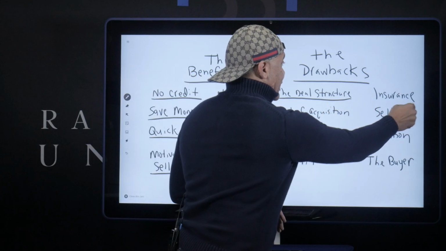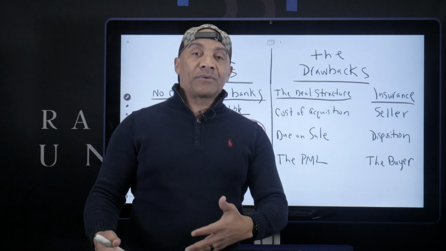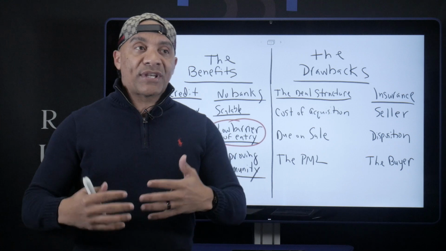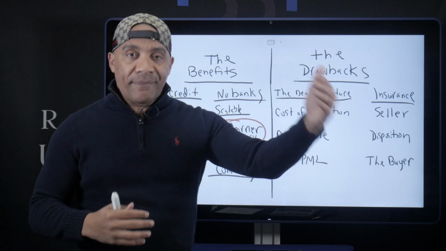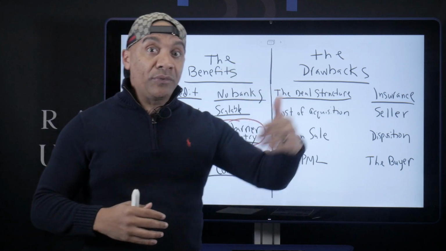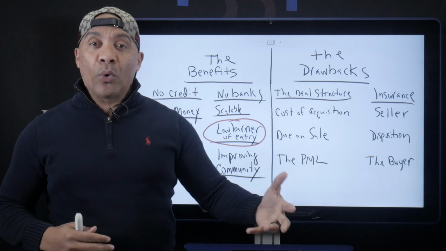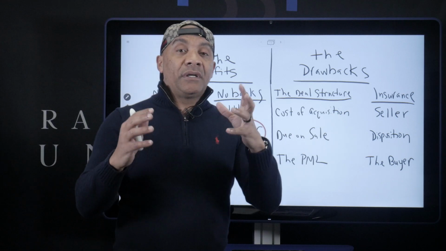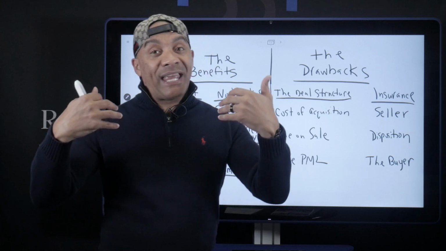Another drawback is the insurance. You have to make sure that you have a competent insurance agent who knows how to structure that insurance and submit that declaration page to the bank that holds the existing mortgage. It's very important because you should have your own insurance on that property as an investor.